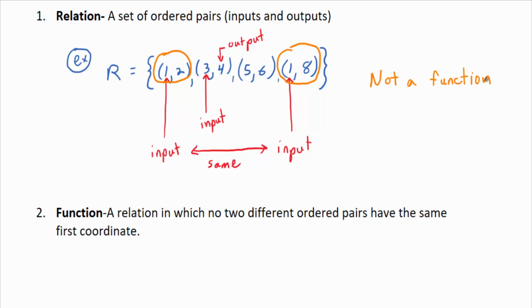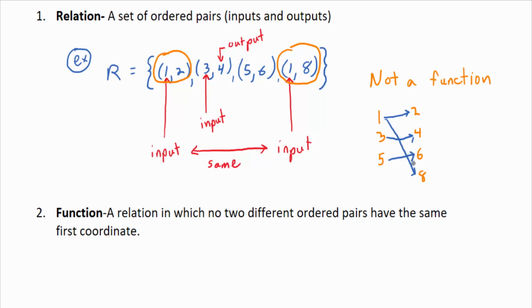You could create an arrow relationship just as easily. You could put the inputs on the left. You've got inputs of 1, 3, and 5. You're not going to write down the 1 twice when you do it this way. And then the outputs you could write down, you've got 2, 4, 6, and 8. And then you could indicate the input-output relationship with arrows. 1 goes to 2, and it also goes to 8. 3, there's only 1 arrow coming off the 3. It goes to 4, and 5 goes to 6.